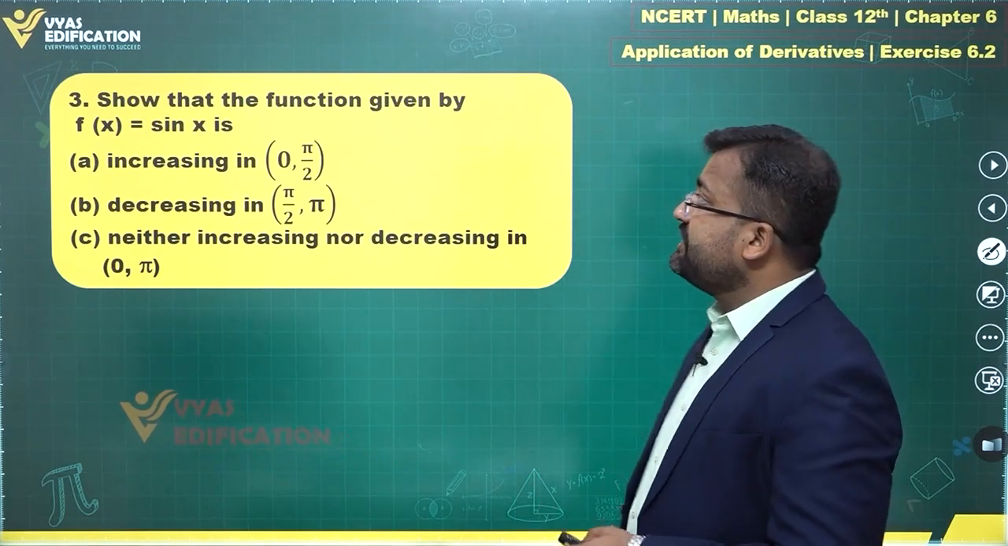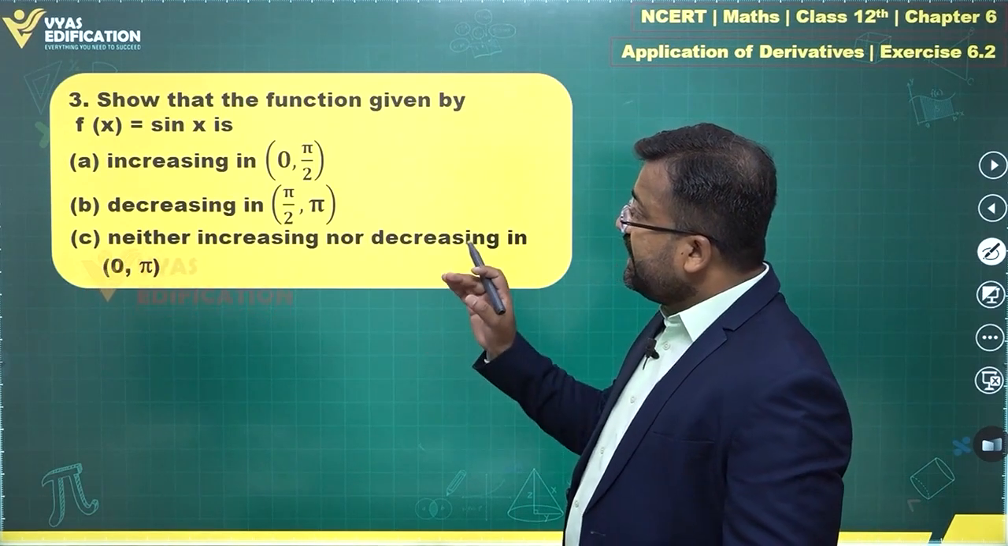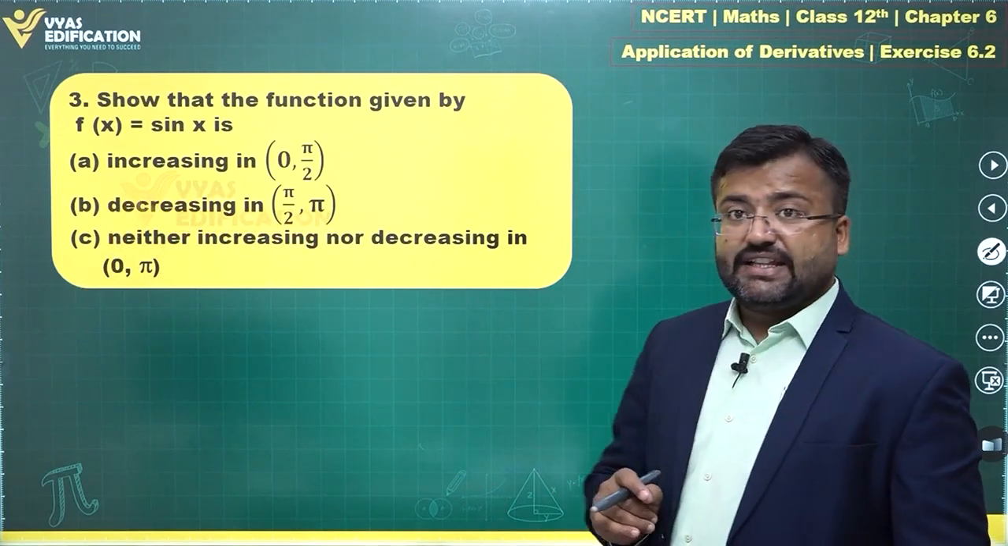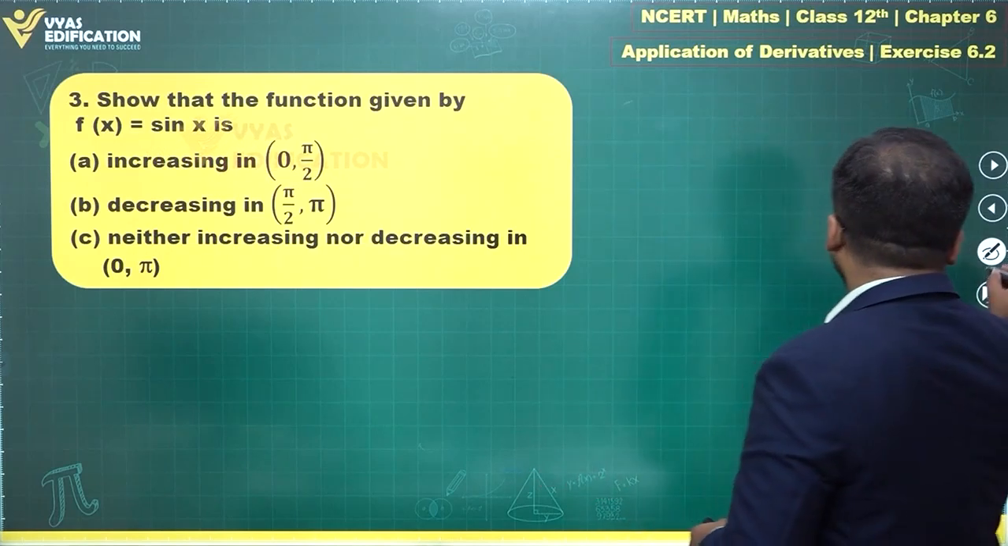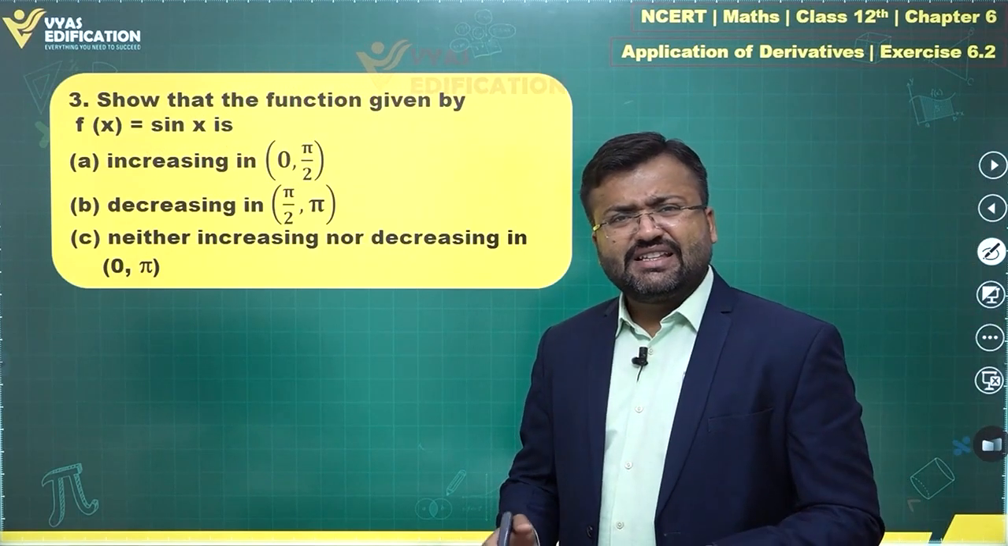The third question says, show that the function given by f(x) = sin x is increasing in this interval, decreasing in this, and neither increasing nor decreasing in this. Right? That's what the question says. Now, you can observe sin x is not a very difficult thing. This is a pretty simple one.